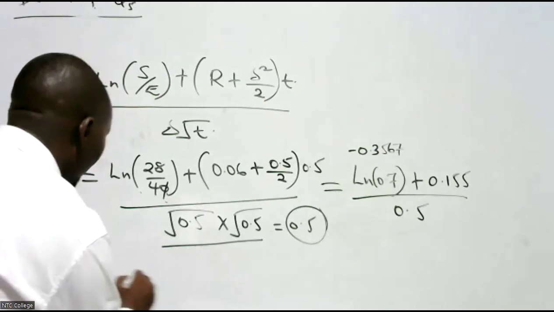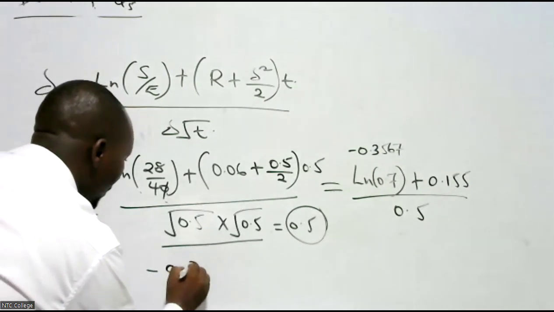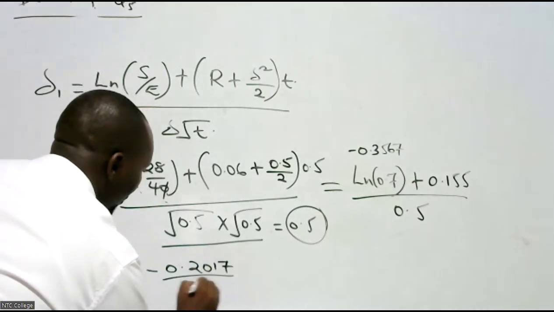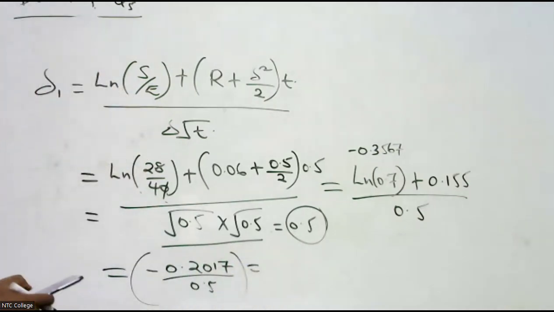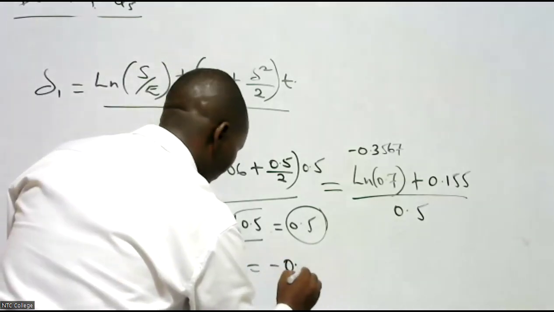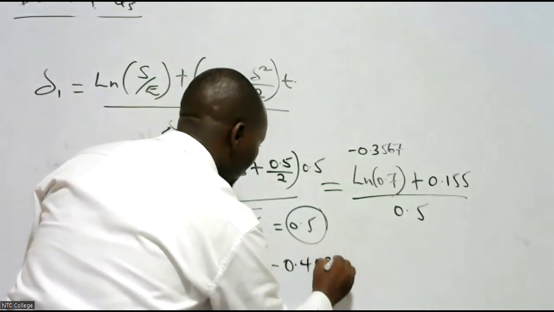So here we're going to have negative 0.2017 all over 0.5. What do you get? That answer divided by 0.5. Negative 0.4034.